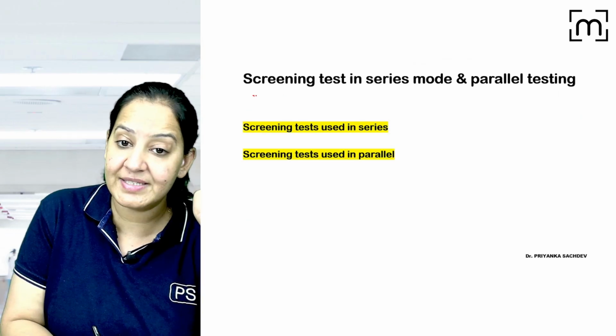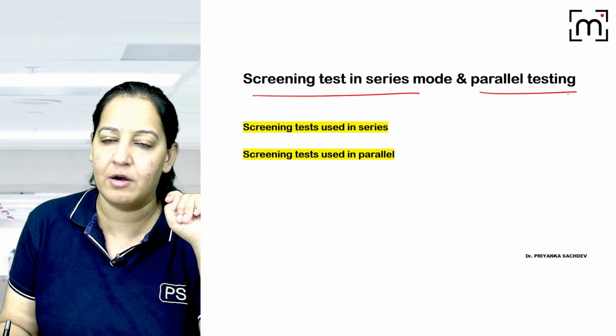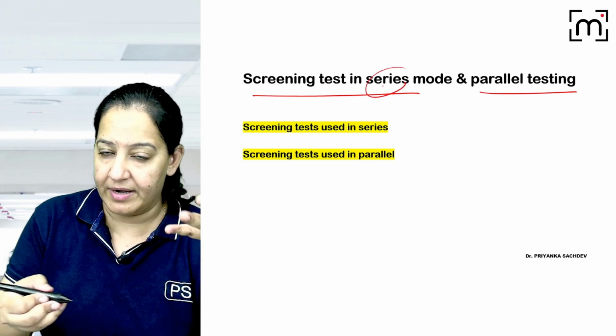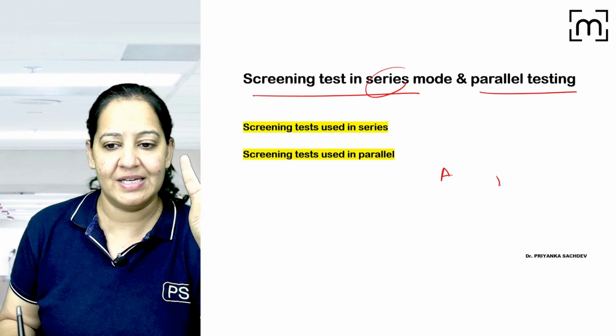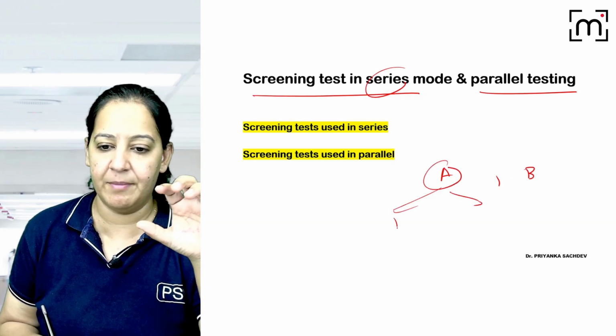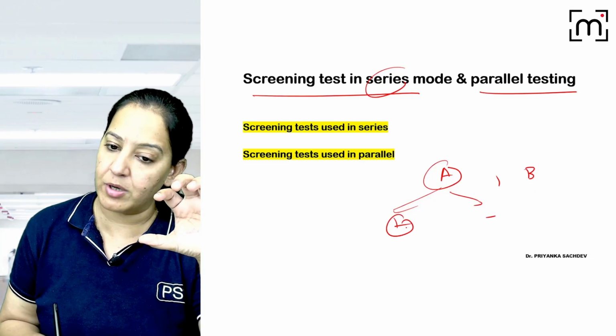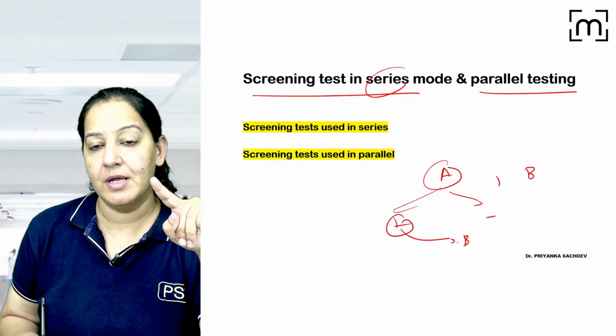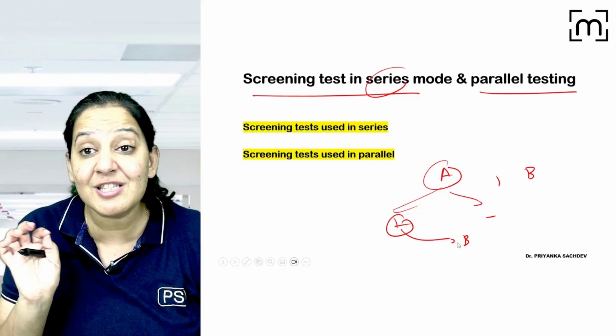The next thing, screening test in series and screening test in parallel. What do you mean by that? Series means one by one. Suppose I have two screening tests, A and B. First I perform A, and some will be positive, some will be negative. On all those who are positive, only on them I perform B. By doing so, what am I doing? I am increasing the specificity.